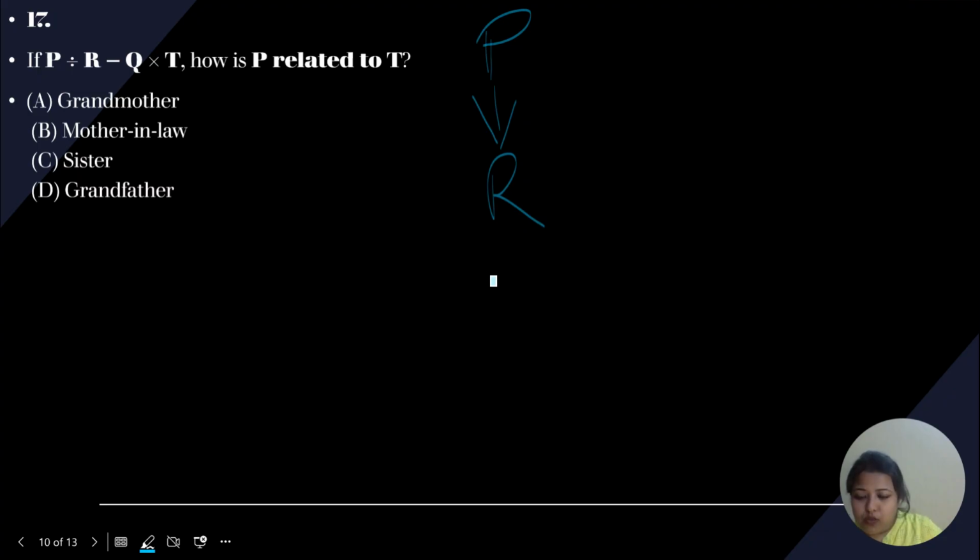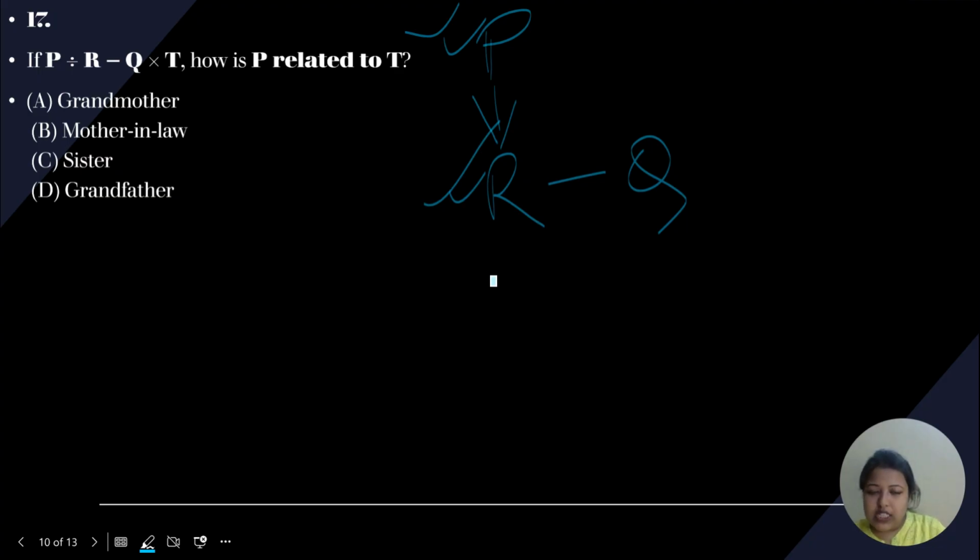And R minus Q. Minus means brother. R is the brother of Q. P is the mother of R. R is the brother of Q. Now Q can be directly P's son. We do not know the gender of Q. R is a man and P is a female, we know that. P is the mother and R is the son, and R is the brother of Q. Q can be female, can be male, we do not know.